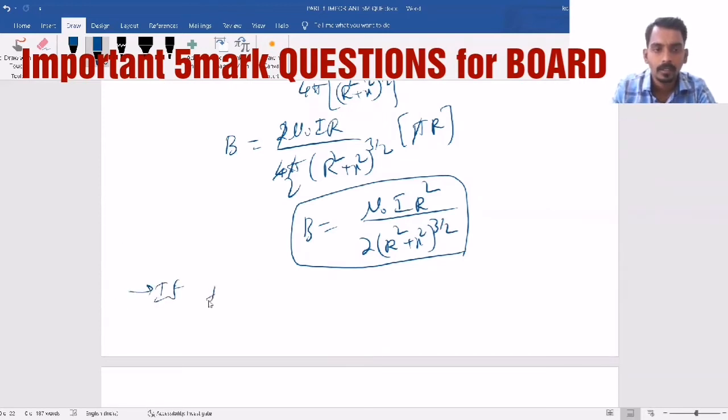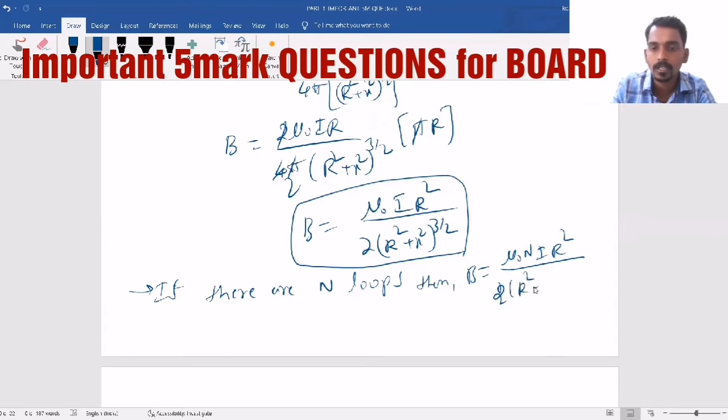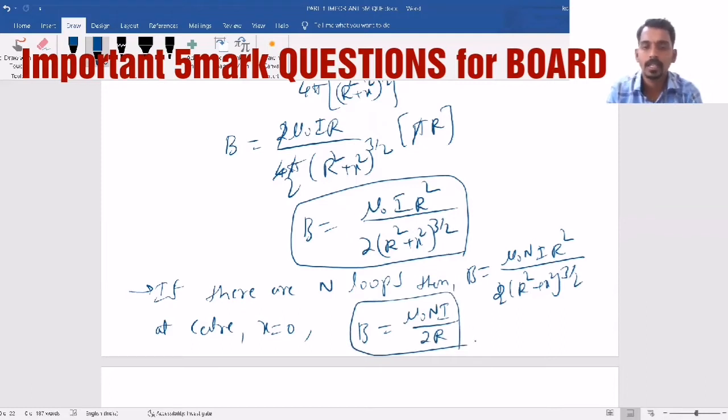If there are n loops, then the magnetic field will become mu naught n I r square by 2 into (r square plus x square) whole power 3 by 2. And if they are asking at the center, it means the distance will become 0, then the magnetic field will become mu naught n I by 2r. So this is the final result of the magnetic field due to a circular loop having current. So you can say hence proved.